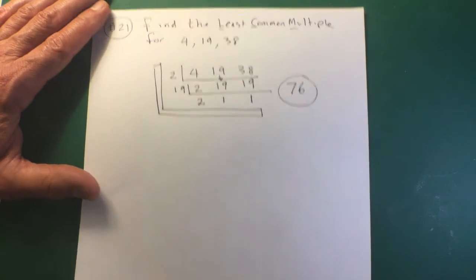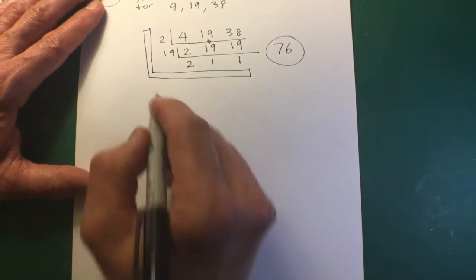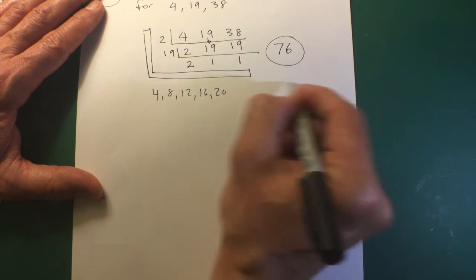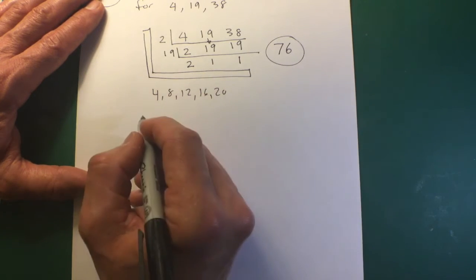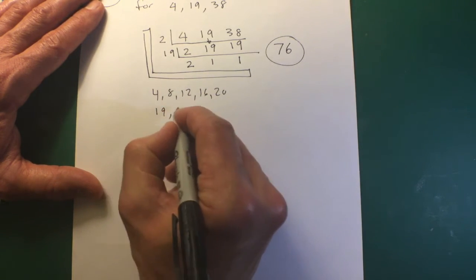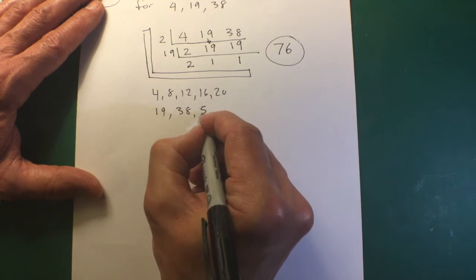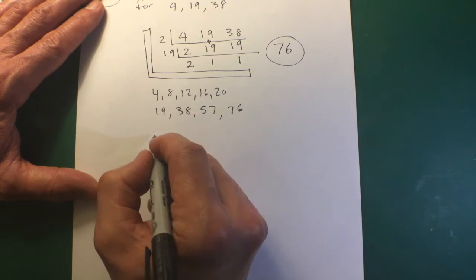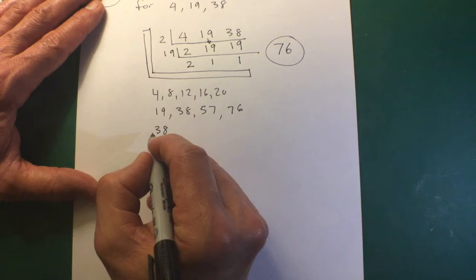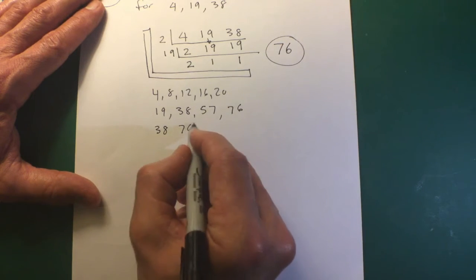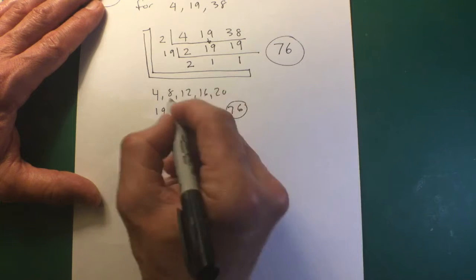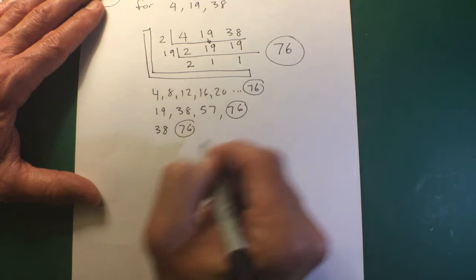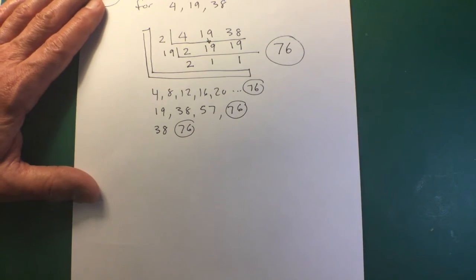Okay. The other way would have been to list out all the multiples, 4, 8, 12, 16, 20, all the way up and keep going. That might take you a long time. And then do 19s, 19, 38, 57, and then 76, right? And then if you had 38, count by 38, so you have 38, 76, and lo and behold, here's a 76, and here's a 76, and sure enough, 76 is divisible by 4. So 76 is your least common multiple.